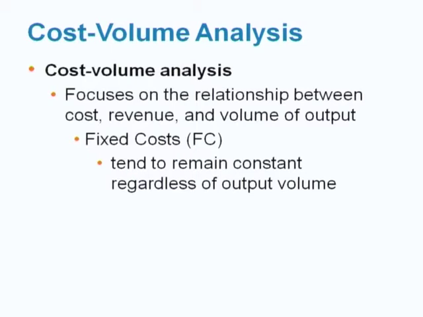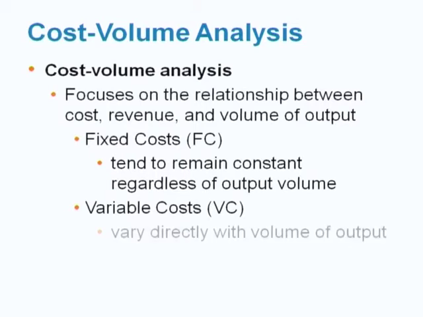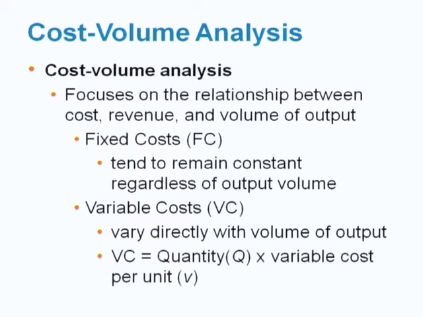It tends to remain constant regardless of output volume. And the next one, the variable cost. The variable cost, or VC, varies directly with the volume of the output, and VC is equal to quantity multiplied by the variable cost per unit.